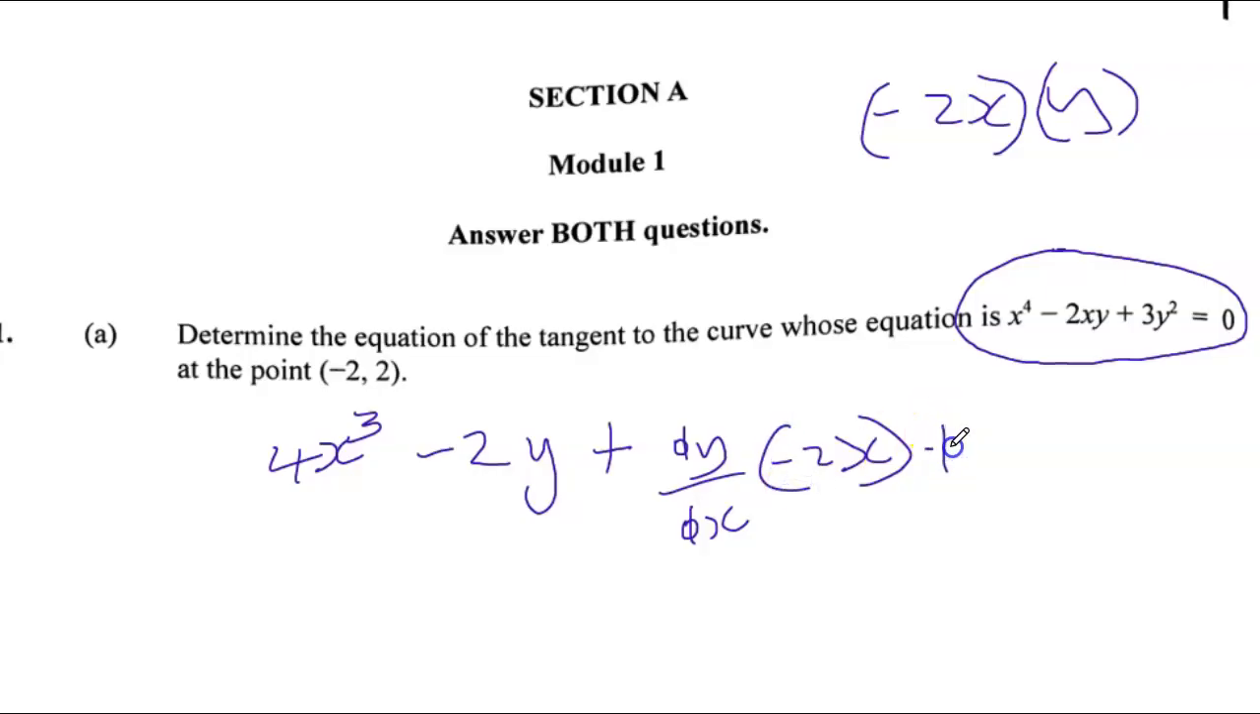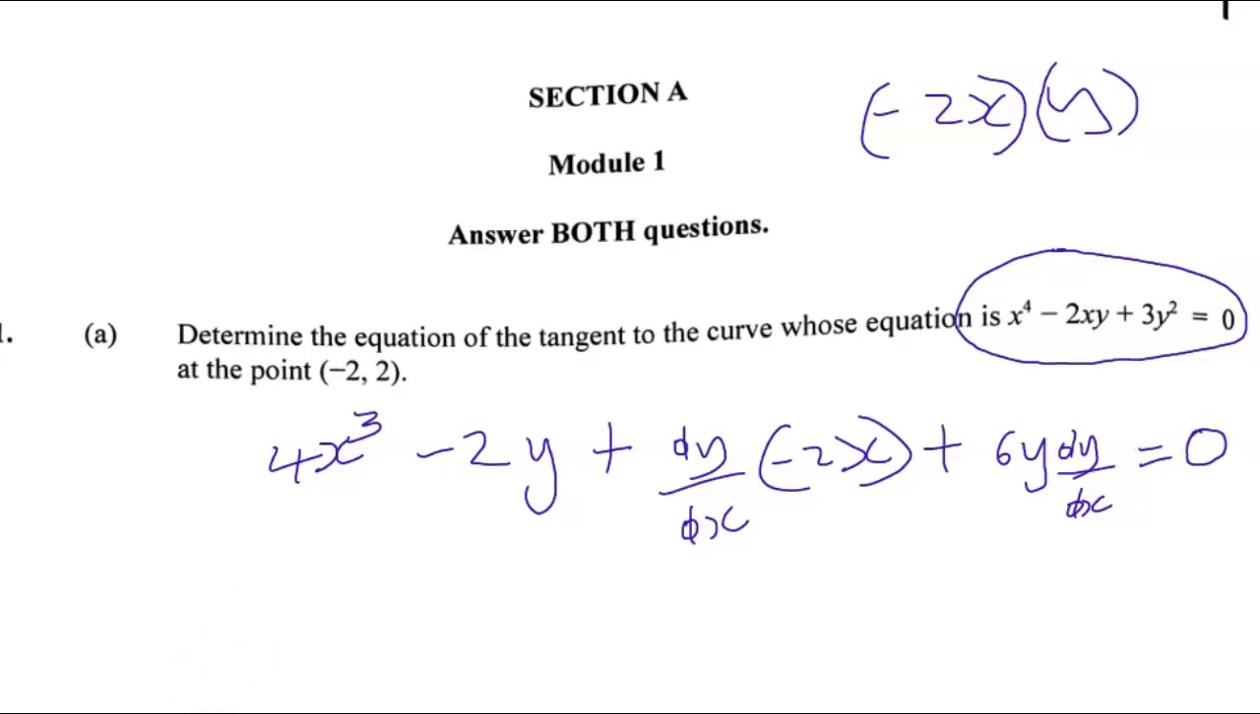Plus, differentiate 3y squared. We use a chain rule, so differentiate 3y squared, we multiply by the y power, and subtract 1 from the y power, so 2 times 3, that's 6, y to the power of 1. So on differentiating y, we get dy by dx, and the right hand side, the derivative of 0 is 0.